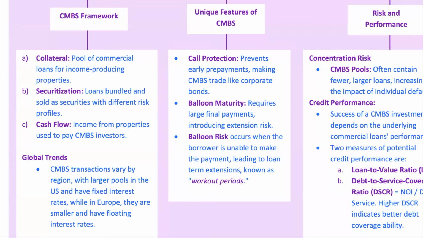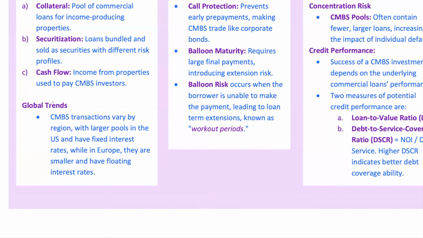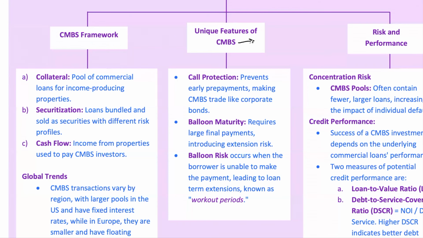Now, CMBS isn't just an American thing, it's global. In the US, CMBS transactions usually have bigger pools of mortgages with fixed interest rates, while in Europe, the pools are smaller, and interest rates tend to float. CMBS and RMBS have similarities in their securitization processes, but there are two key features that set CMBS apart: call protection and balloon maturity.